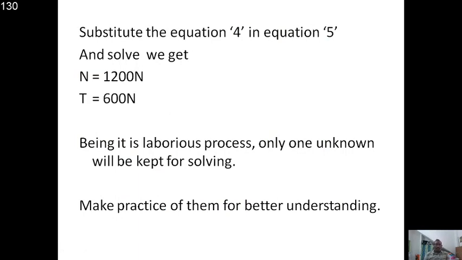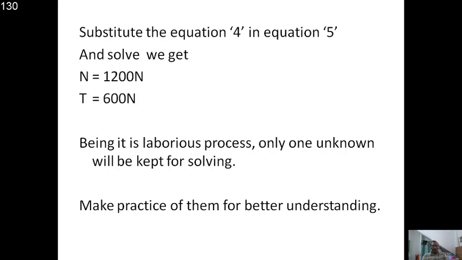So hence it takes more time, because it involves square terms and fractions. However, do a little practice on this one, because this method will give an easy solution when n and t, either one of the cases, is only towards the x-axis or only towards the y-axis. Then it might be easy for you to get the answers. So please keep practicing for better understanding.